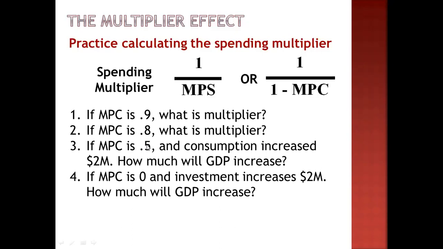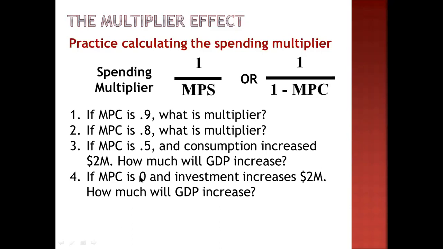If your MPC is 0.5 and consumption increases 2 million, how much will GDP increase? If your MPC is 0.5, that means your MPS is 0.5. 1 over 0.5 is 2. Consumption increases 2 million. 2 times 2, 4 million.